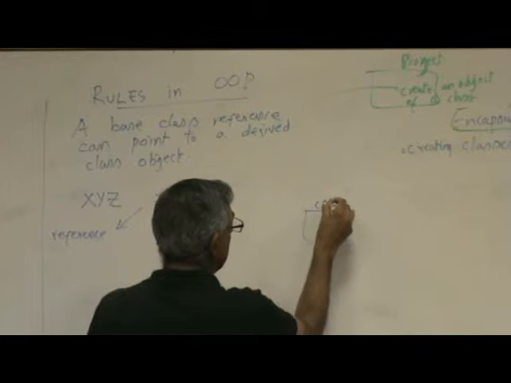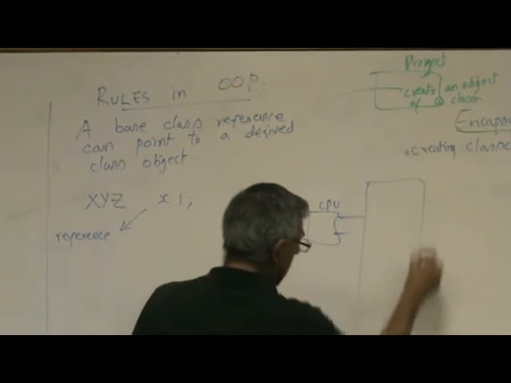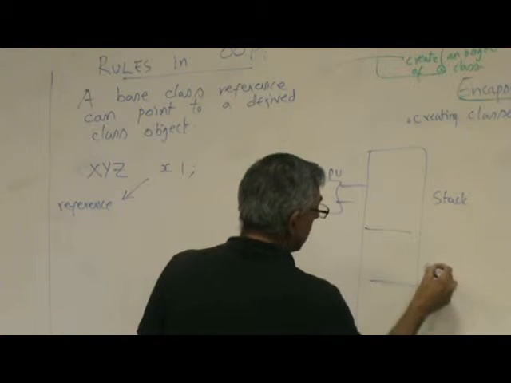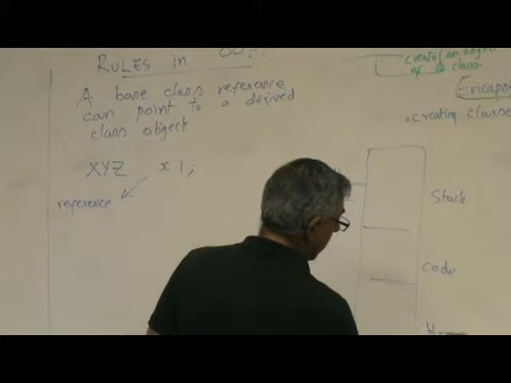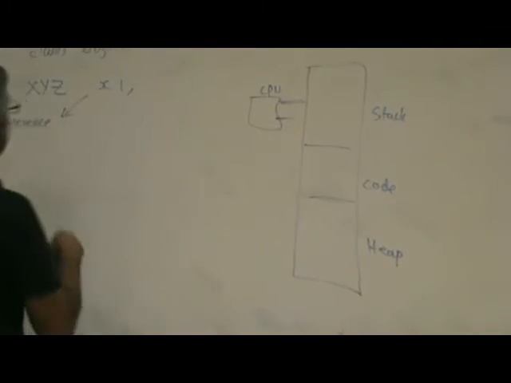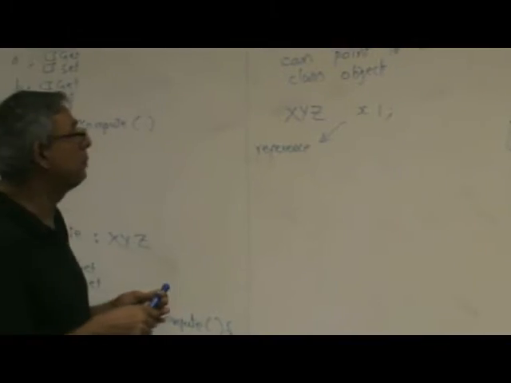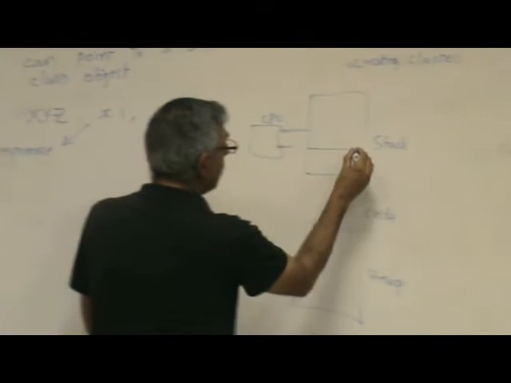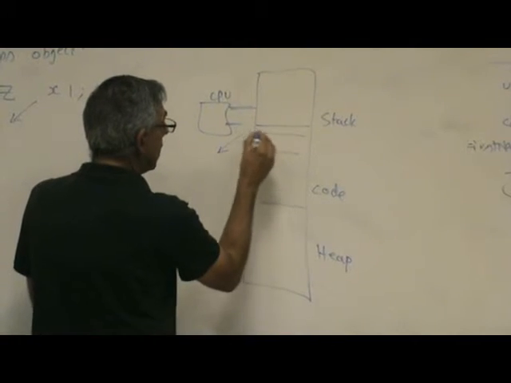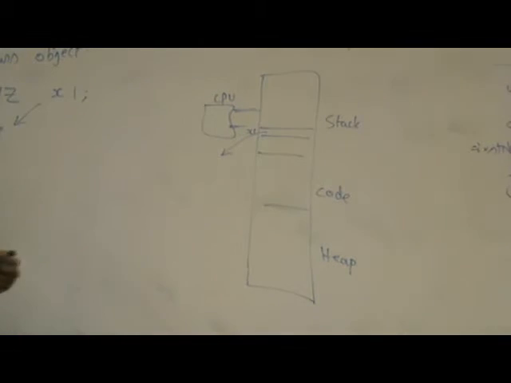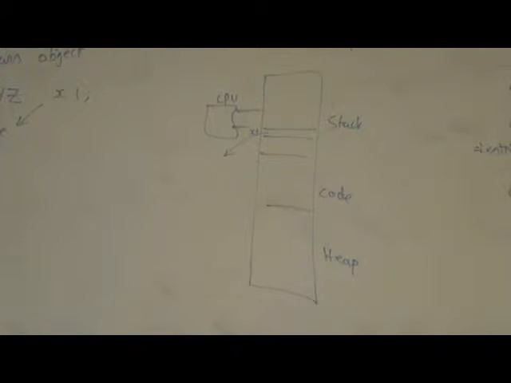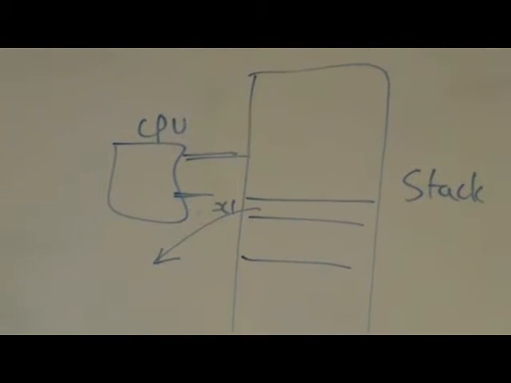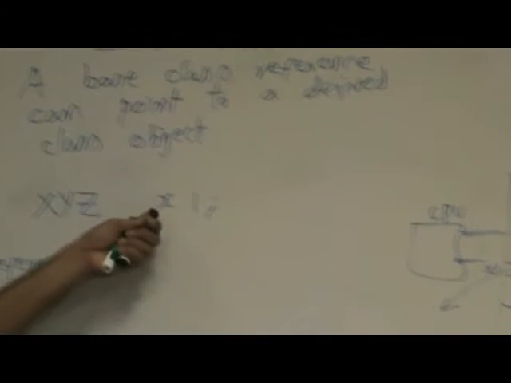If we simply say XYZ X1, what will the computer do? Let's say here's the CPU, here's the stack area, here's the code area, and here's the heap area, right? If you don't see the new keyword, where's the memory allocated? Stack. So XYZ X1 will create what we call our reference x1. Think of x1 like a pointer to some area in memory, but right now it's pointing nowhere. That's what we call our reference.